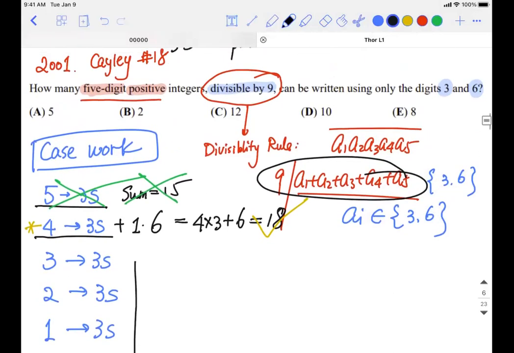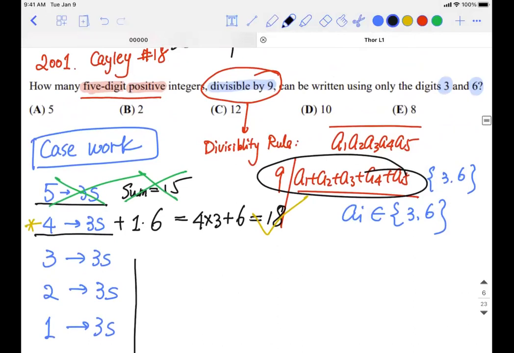A student asked, what was the question again? Yeah, you can see the question. For how many 5-digit positive integers divisible by 9 could be written only using digits 3 and 6? Yeah, I see many students have the correct answer. This time I'm going to ask Caitlin.